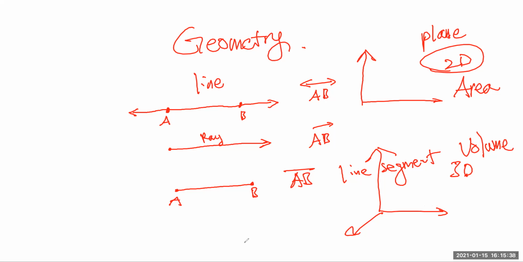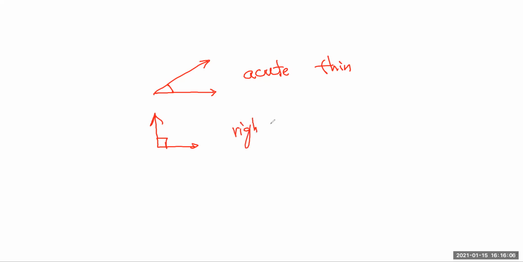All right. So we have the lines. With lines, we have angles, because two lines form an angle. This is called acute. Acute just means thin. And then when we have 90 degrees, that's called right. This is a right angle. And if something is bigger than 90 degrees, we call that obtuse.